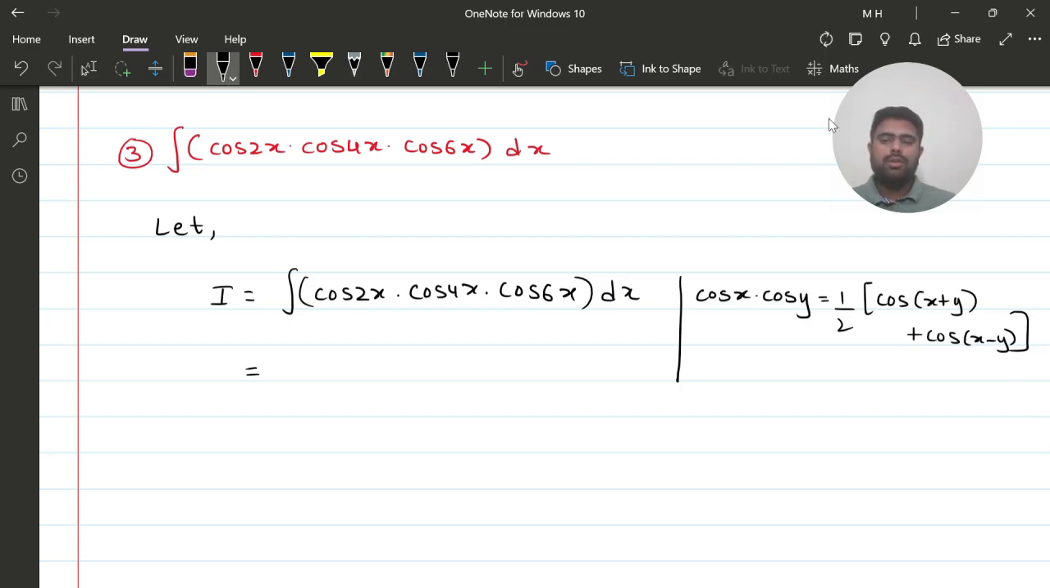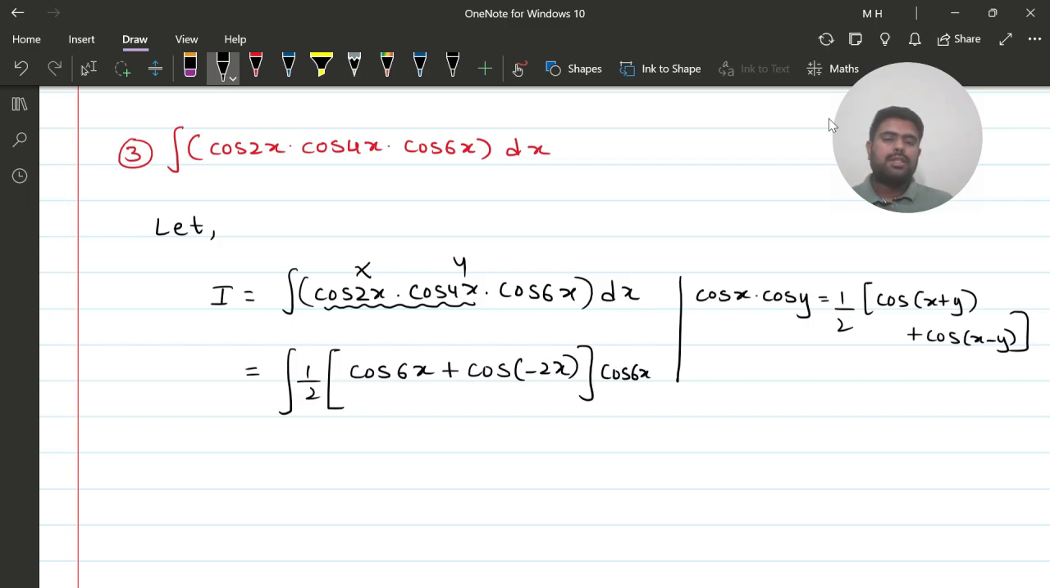Fine. So this is equal to, first I will consider these two, cos 2x and this is x and this is y. I am not integrating it, I am just simplifying it right now. This would be 1 by 2 times of what? 1 by 2 times cos of x plus y, 2x plus 4x is 6x, plus cos of x minus y, 2x minus 4x is minus 2x, into I will keep cos 6x as it is dx, right?